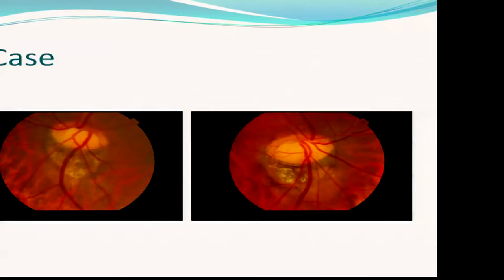Do you have any idea what the tilted disc is? Why the disc is tilted? I just told you about that. There is an oblique insertion of the scleral canal over the globe. These discs are sometimes mistaken for glaucoma even if they are normal, but that doesn't mean the tilted disc cannot have glaucoma. So I think you need a very careful examination in these situations.